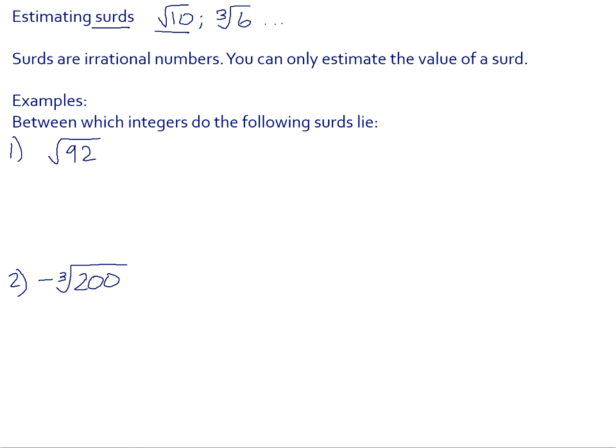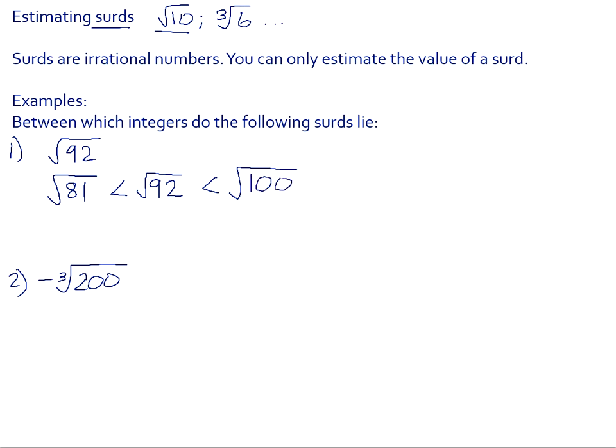Now, in order for us to figure that out, what we need to do is put the square root of 92 in between its closest perfect squares. So we have to figure out what is the perfect square just to the left or just smaller than 92, and what is the perfect square just after 92. So you should know your squares from grade 9. So you should know that 9 squared is 81. 81 will be the closest square to 92 that's smaller than it. And the next perfect square will be 10 squared, which is 100.